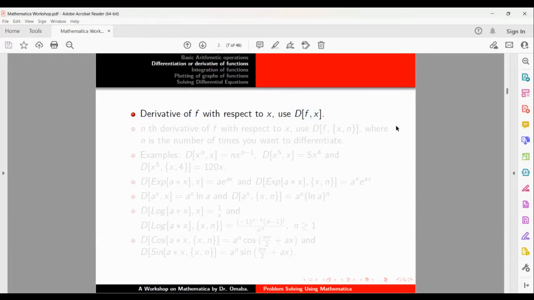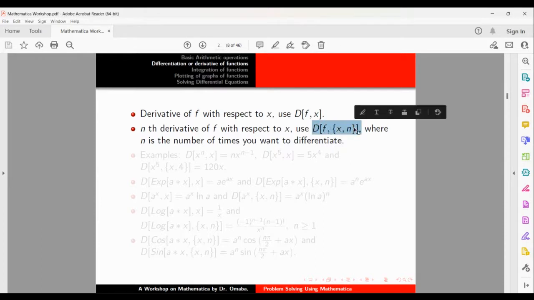Next is if we want to differentiate many times. Suppose you have a function, you want to differentiate it several times. The command is the same D because it's derivative. Then you write your function, x is the variable, and n is the number of times you want to differentiate. So that's the command we use. Good. So that's for derivative.